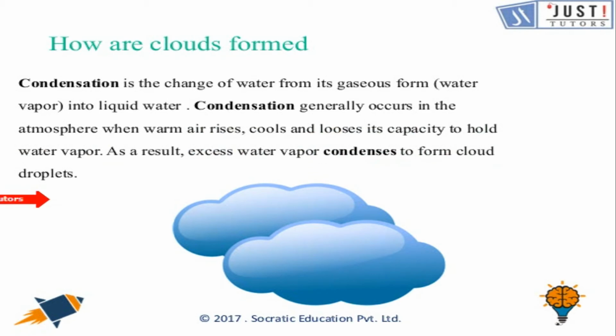Now, when warm air rises, it expands, and then it cools. Cool air can't hold as much water vapor as warm air. That means warm air can hold more water vapor. So some of the vapor condenses onto tiny pieces of dust floating in the air and forms a tiny droplet around each dust particle. When billions of these particles are collected together, we get the cloud.